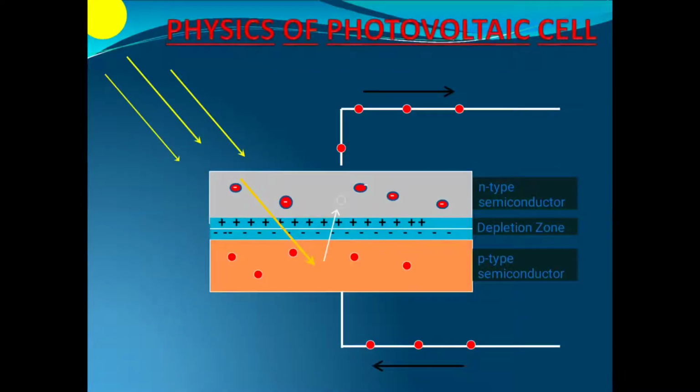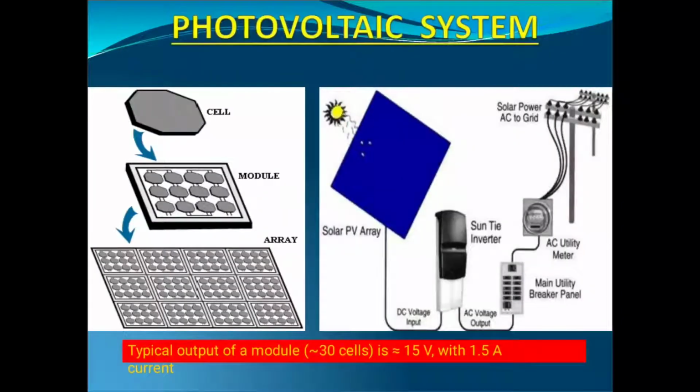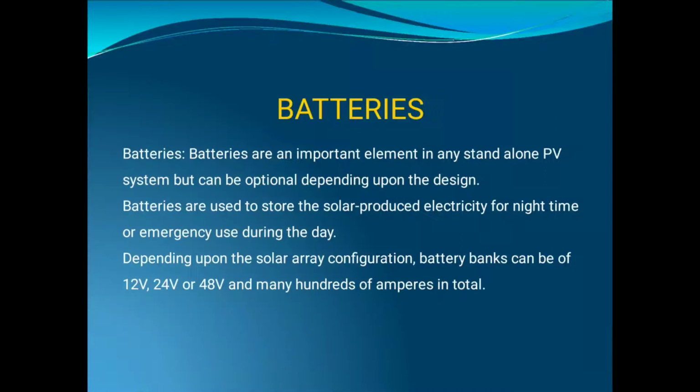When light falls on the semiconductor, meaning the P-type semiconductor and N-type semiconductor, the depletion region starts reducing and the electrons start flowing. This is the photovoltaic system.